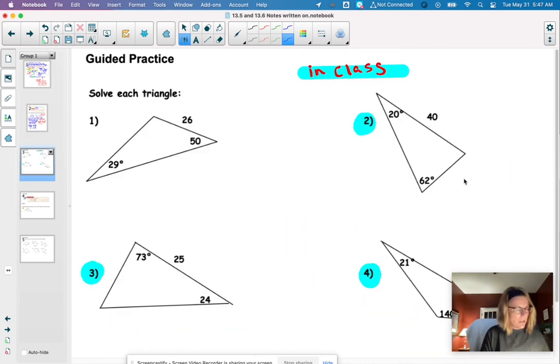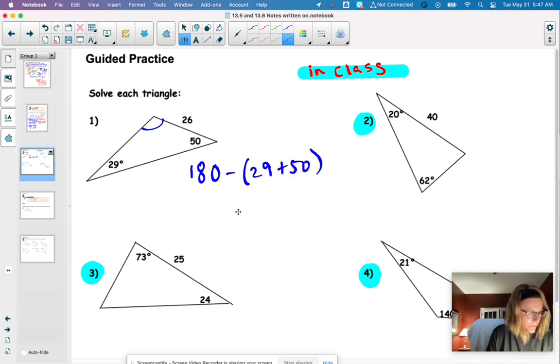All right, let's do another example. Let's do example 1, and then we're going to save 2, 3, and 4 for class. All right, well, the first thing I'm going to do, I know I can't use SOH CAH TOA because it's not a right triangle. I always look for that first. I can find my missing angle by taking 180, because that's the sum of all the angles, minus the 29 plus 50. So that's 101 degrees. Right there is 101.